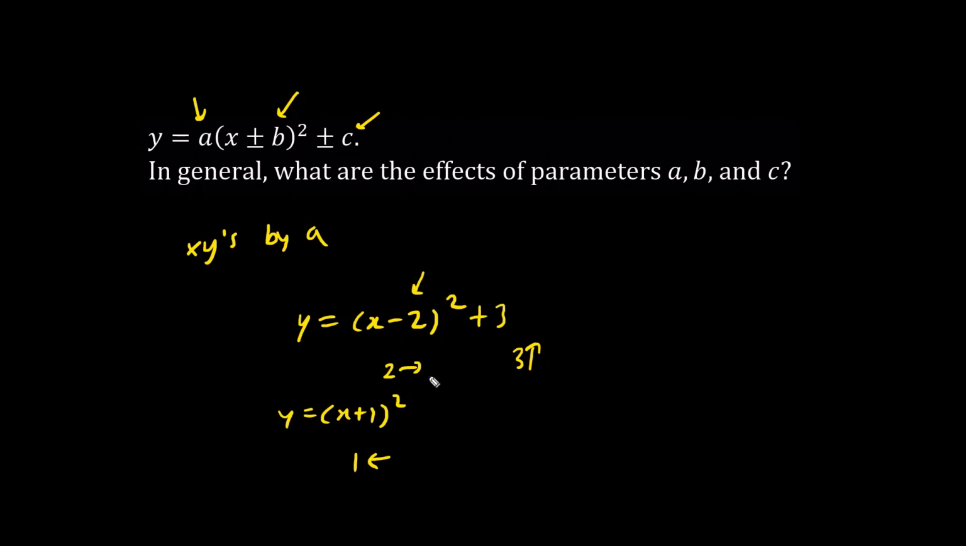The x and y transformations are independent of one another. They don't affect each other. And if we wrote minus 1, this parabola down here would be 1 unit down.